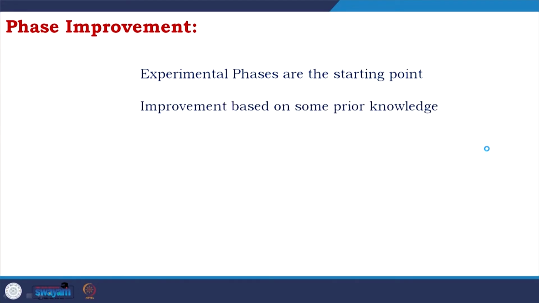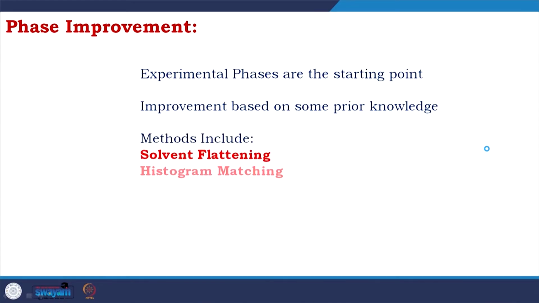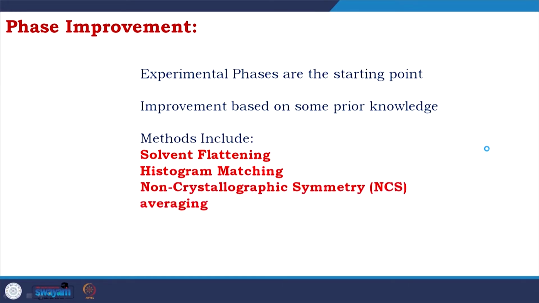The improvement based on some prior knowledge. What type of knowledge? The methods are solvent flattening, one method we are going to discuss, histogram matching and non-crystallographic symmetry NCS averaging.